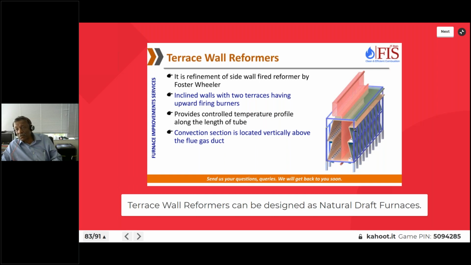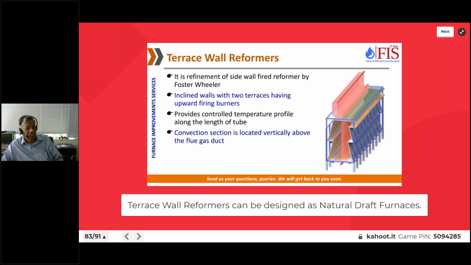Another difference I want to tell you between down fired and side fired, or the terrace wall, is that here it's a refractory which is radiating to the tubes, whereas in down fired, it is the flue gases which are radiating to the tubes. Although, if you go theoretically, it's still the same, but the refractory surface is much higher. So that's another major difference.